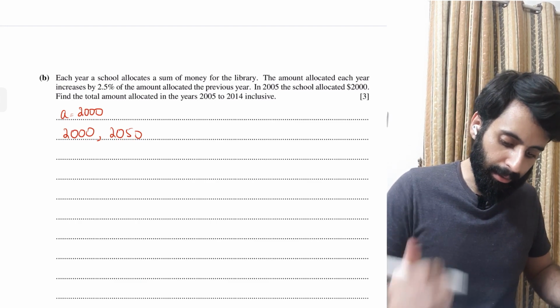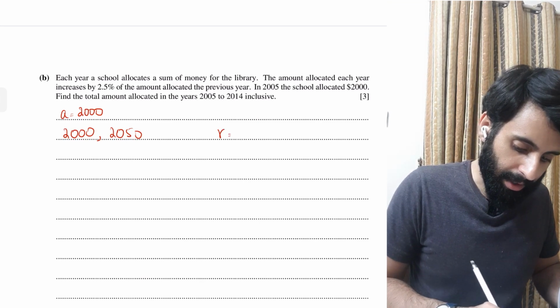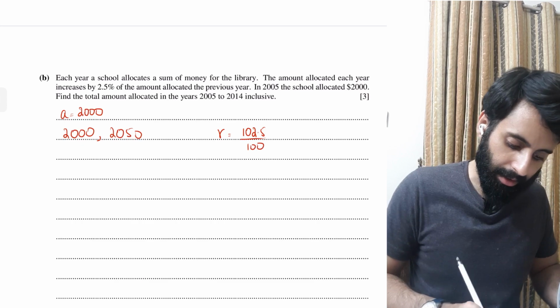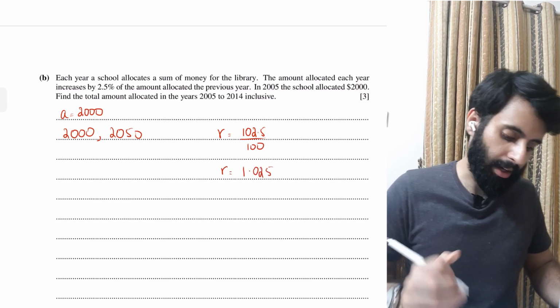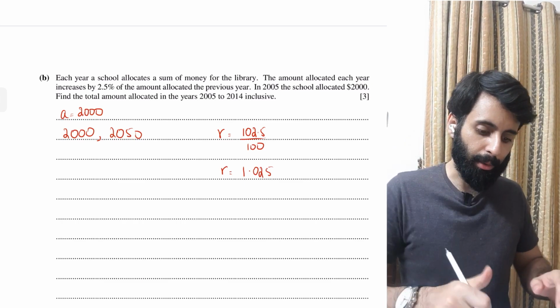Now the reason why we're doing this is so that we can work out what the common ratio is. So the common ratio is basically equal to 102.5 upon 100. So that means we're looking at 1.025 as our common ratio. Okay, now here comes the more important part.